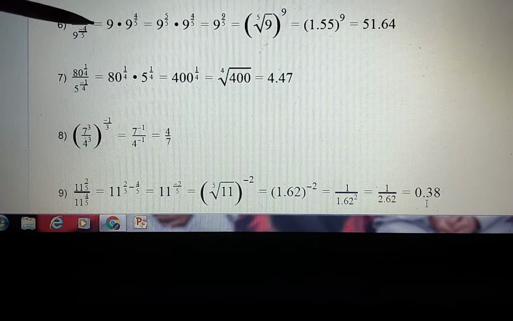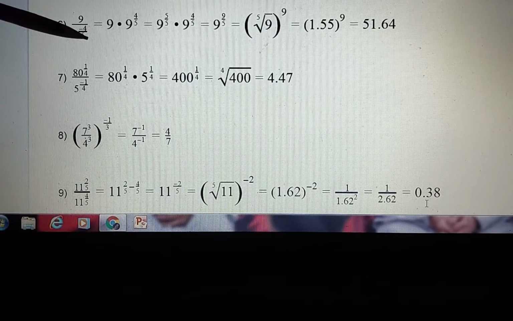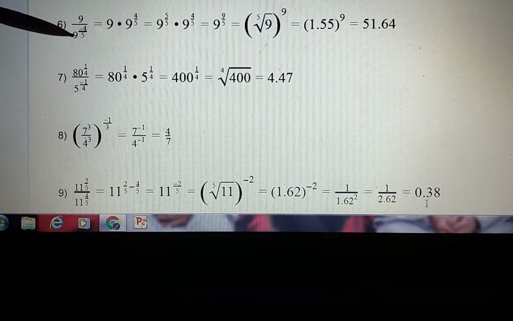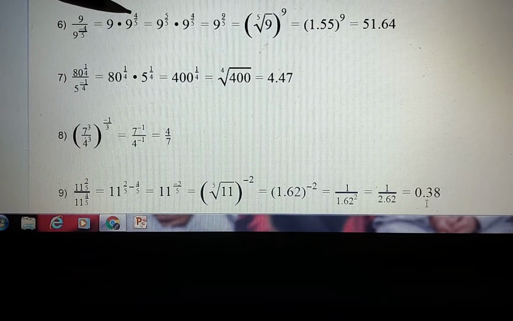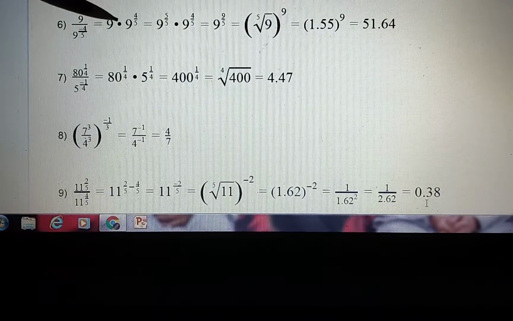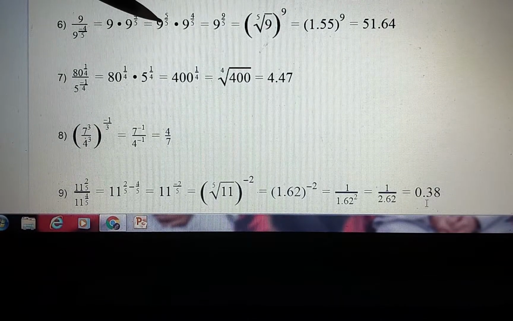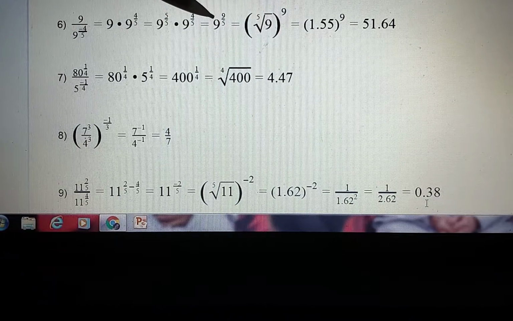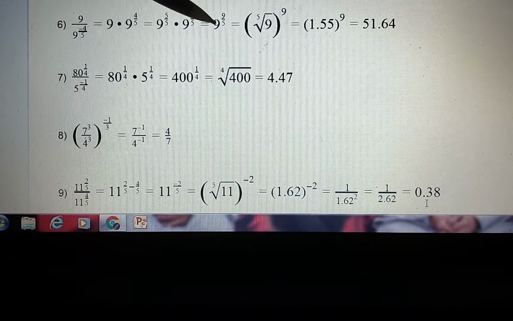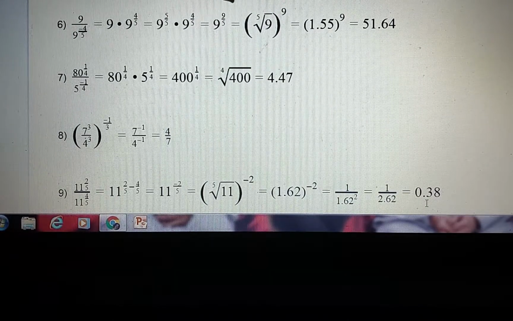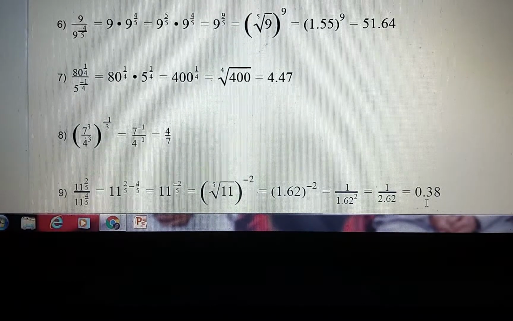Easier way to see it is take this negative 4/5 and make it positive by taking this 9 from the bottom and moving it up to the top, and the exponent becomes positive. So now you have two bases that are the same being multiplied. Keep the base, add the exponents. Okay, we've got one base, one exponent, turn it into a radical.